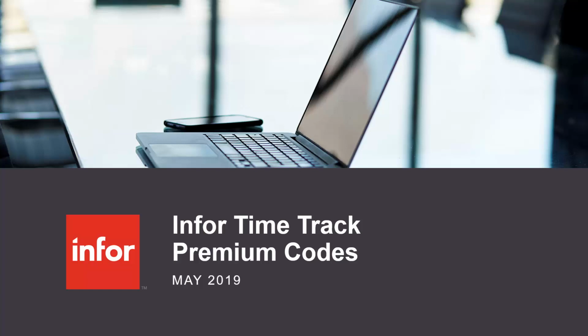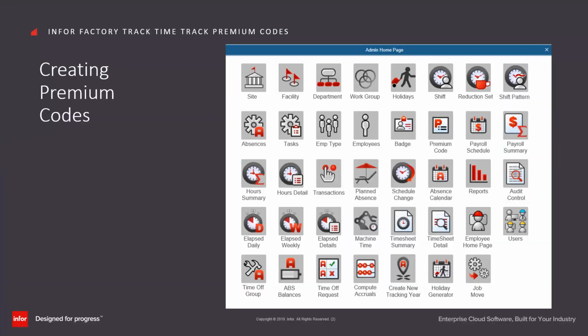Infor Time Track, premium codes. Premium codes are used to automatically inflate or deflate payroll hours for overtime or shift premium purposes. The shift configuration allows for the designation of spans of times that are eligible for premium codes. Absence hours may also be designated as being eligible for premiums.